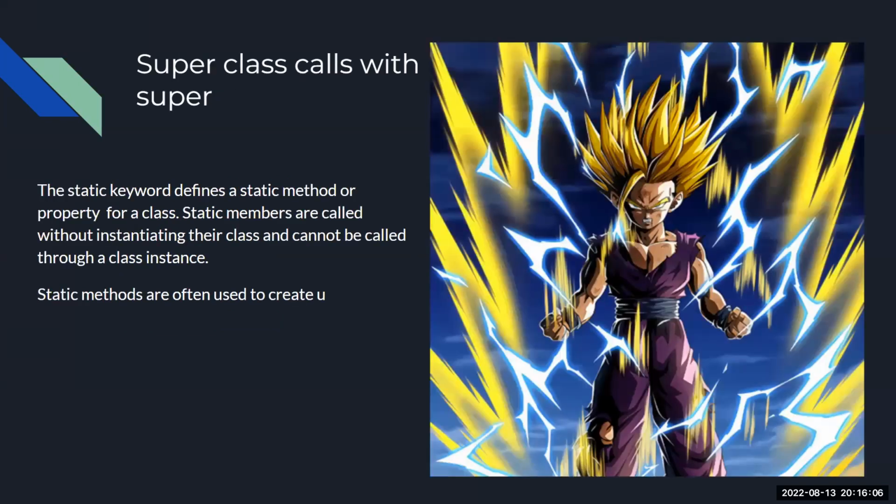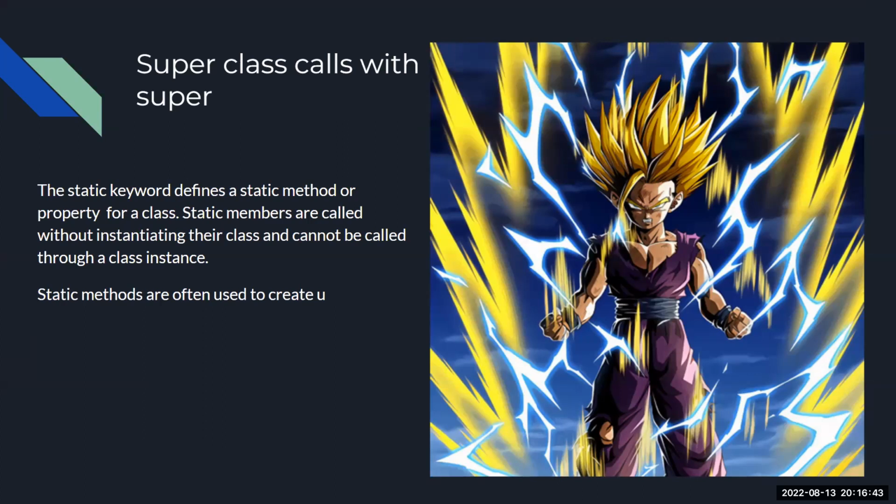Superclass calls with super. Some people may have come into the class late and missed this, but this is Gohan, Goku's son from Dragon Ball Z in Super Saiyan mode. When he's in Super Saiyan mode, that means he's more powerful, he can defeat enemies more effectively. Any Dragon Ball Z fans out there will know this and understand that being more powerful helps. It's the same in JavaScript.